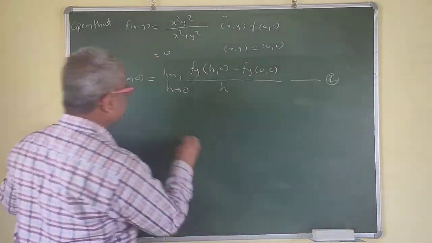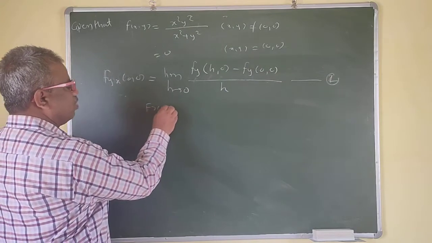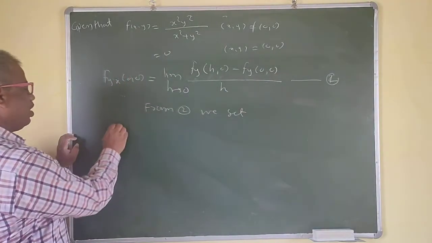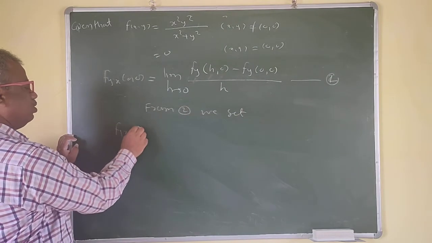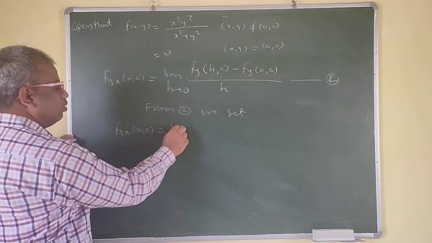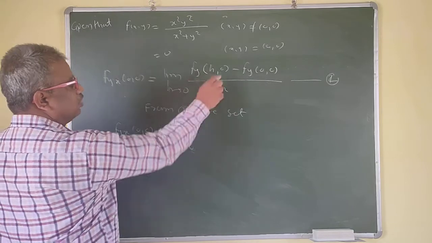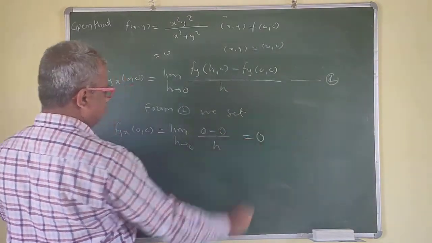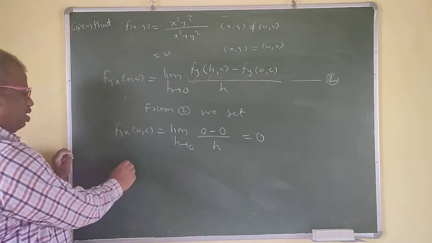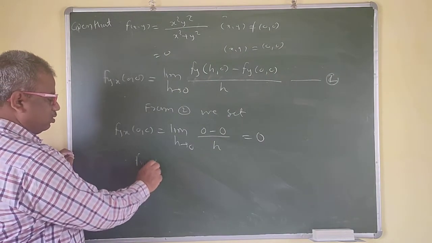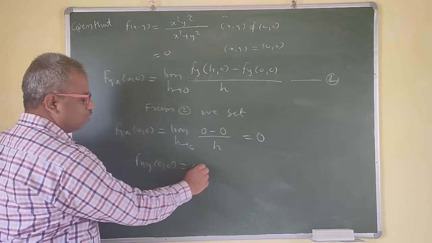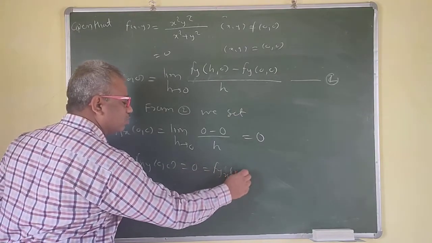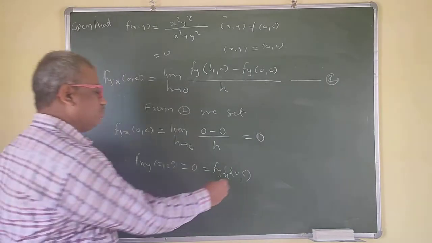From it we get fxy(0, 0) is equal to the limit as h tends to 0 of this value, 0 minus 0, upon h. So this is 0. So we are through now. fxy(0, 0) is equal to 0, and this is equal to fyx(0, 0).